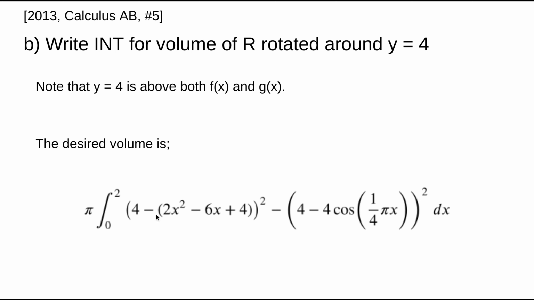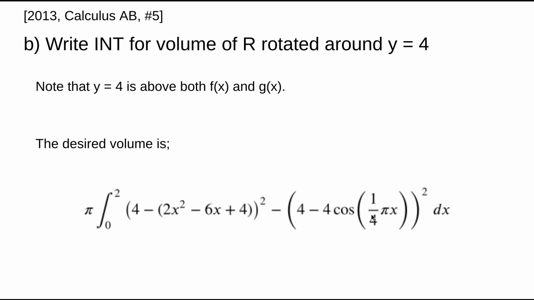All right, so I have pi times the integral from 0 to 2 of 4, my axis of revolution, minus my function that's further away from the axis, that's our big radius function, squared, minus 4 cosine of pi fourths x, squared. This is our little r function. So this integral would find the volume of that solid, and notice we're only asked to write the integral. We are not asked to evaluate this integral.